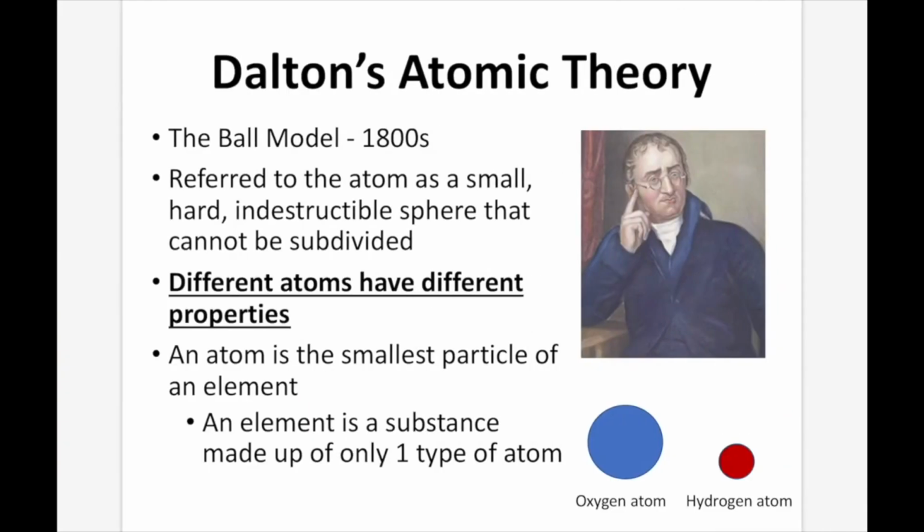Then along comes Dalton many, many years later. In fact, his model didn't originate until the 1800s. He referred to the atom as a really small, hard, indestructible sphere that could not be subdivided. He also said that different atoms have different properties, and that the atom is the smallest particle of an element. An element, on the other hand, is a substance made up of only one type of atom.